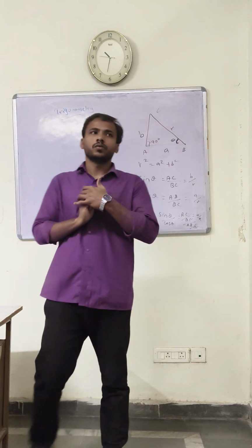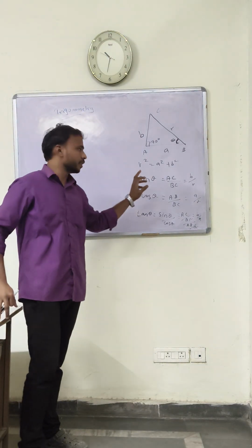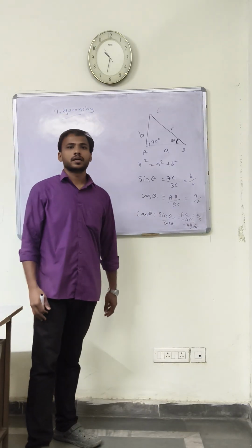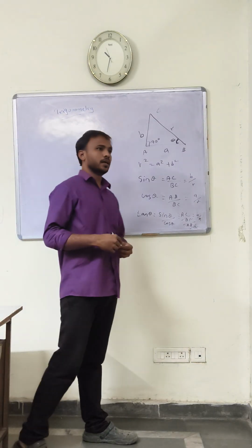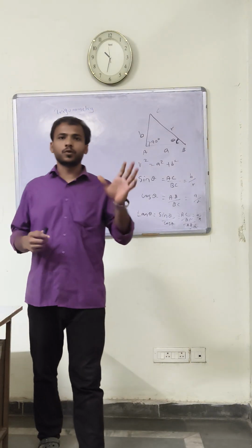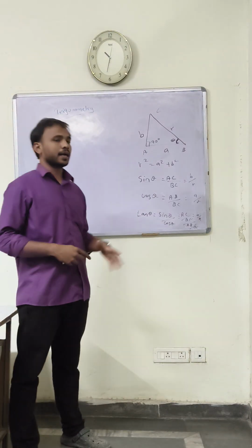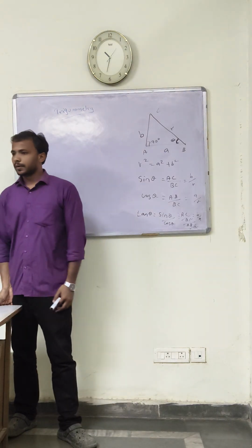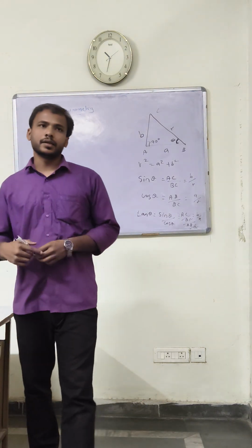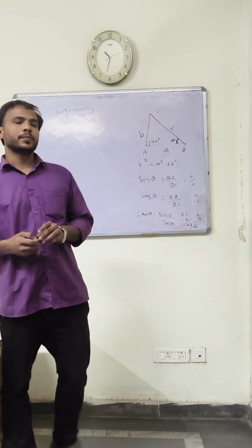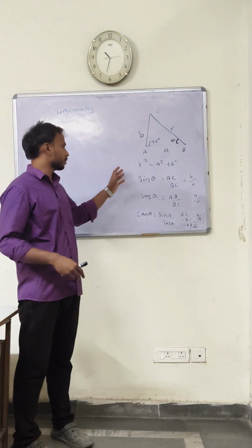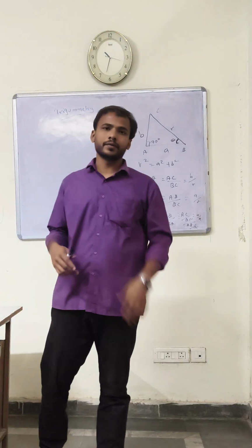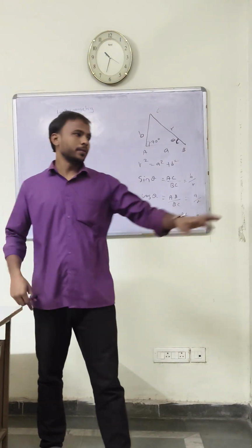Sin theta, cos theta, tan theta are the major ratios. 1 by sin theta is known as cosecant theta, 1 by cos theta is secant theta, and 1 by tan theta is cot theta. These are the basics about trigonometry and the right angle triangle. Sin theta, cos theta, tan theta, cosecant theta, secant theta, cot theta are all trigonometric functions.